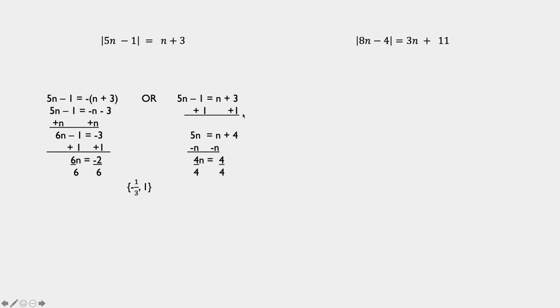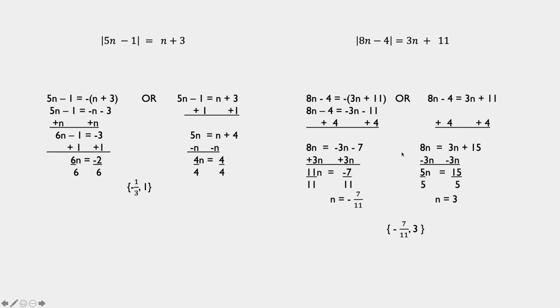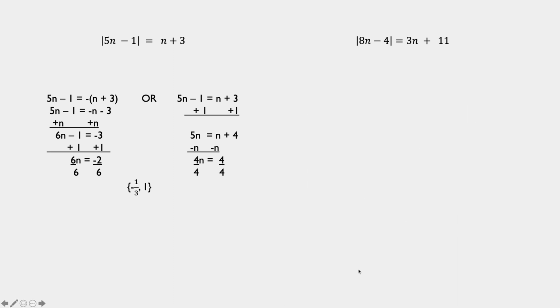Oh well. Adding 1 to both sides, I get 5n equals n. Oh, I want to go back on that. I get 5n equals n plus 4. Subtracting n from both sides, 4n is equal to 4. Dividing by 4, n is equal to 1. So my two correct choices here are negative 1/3 and 1. And they would check. They would absolutely check. Okay.